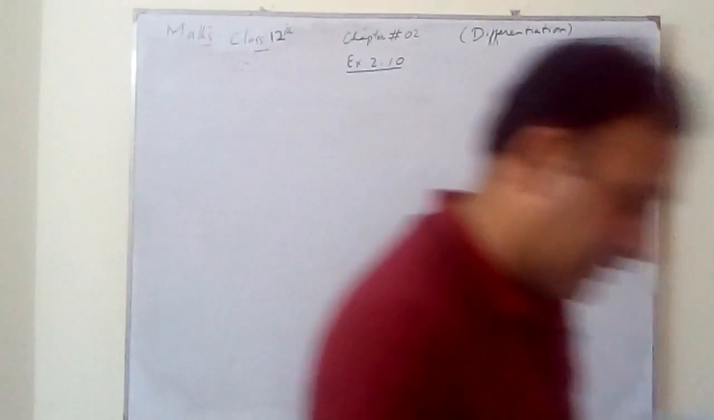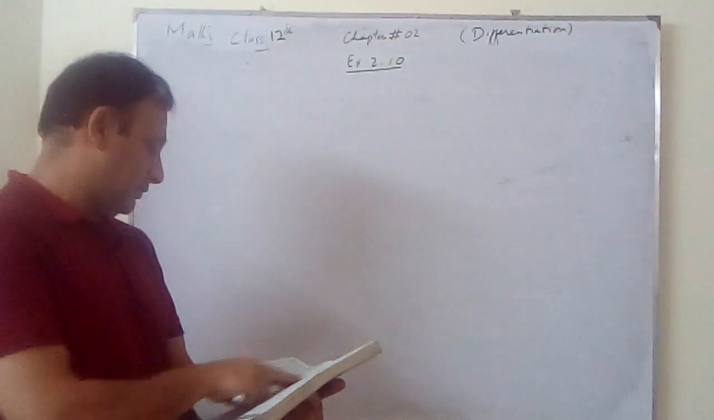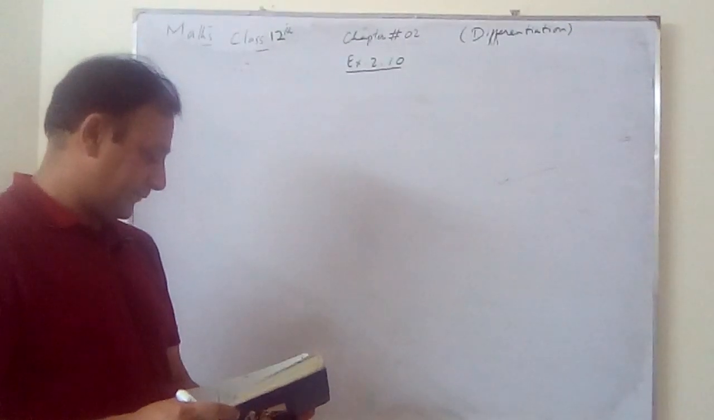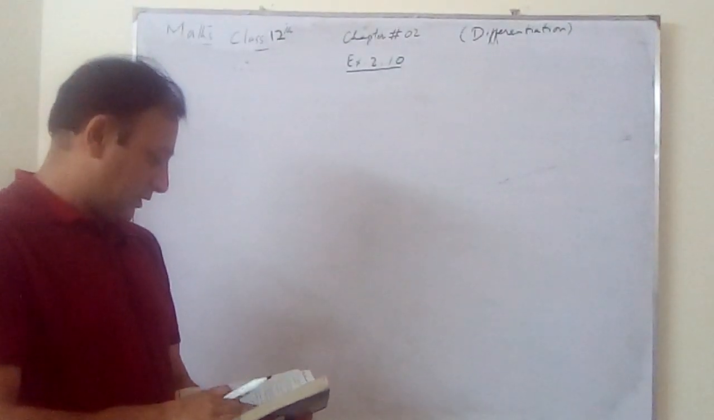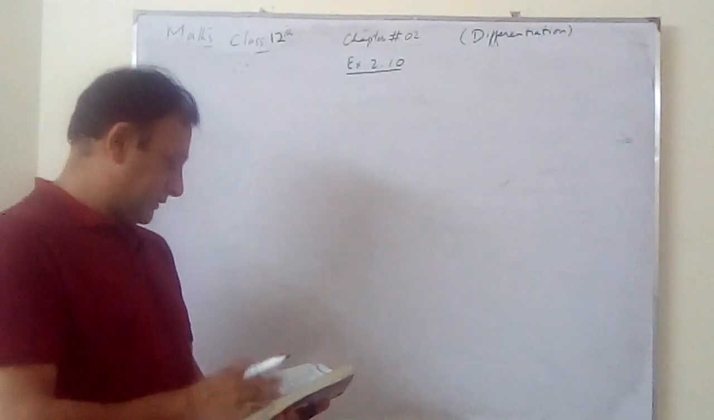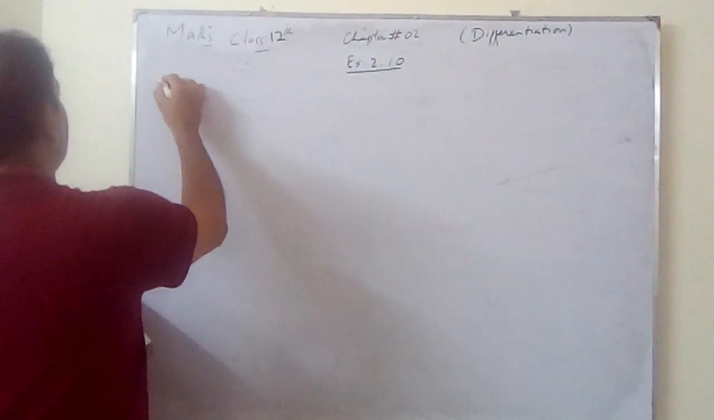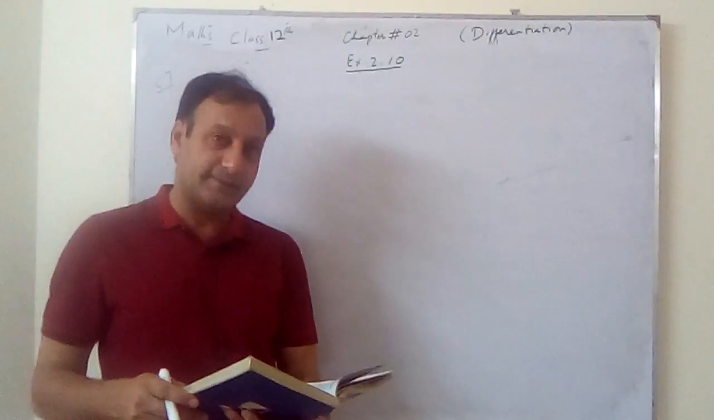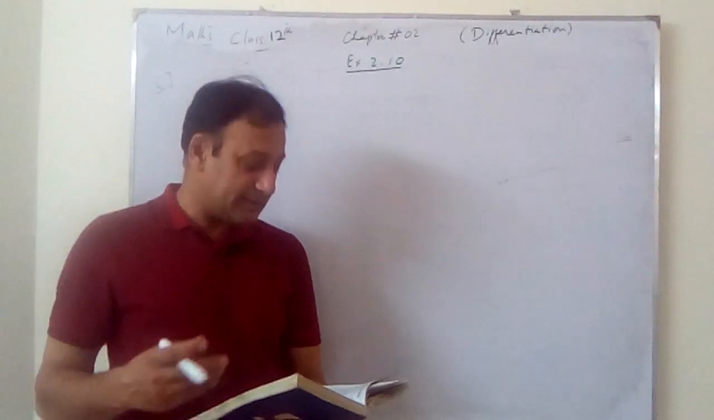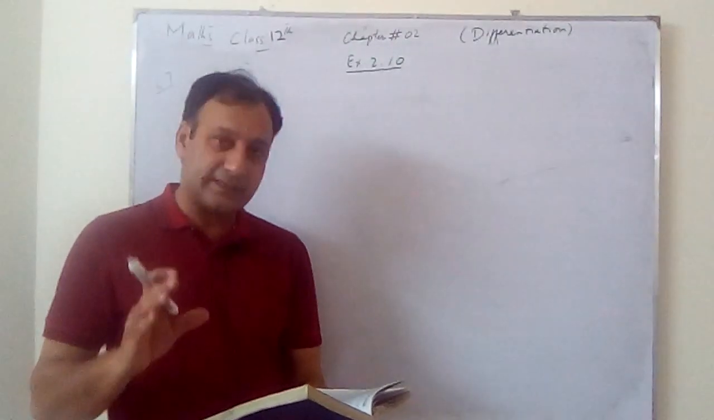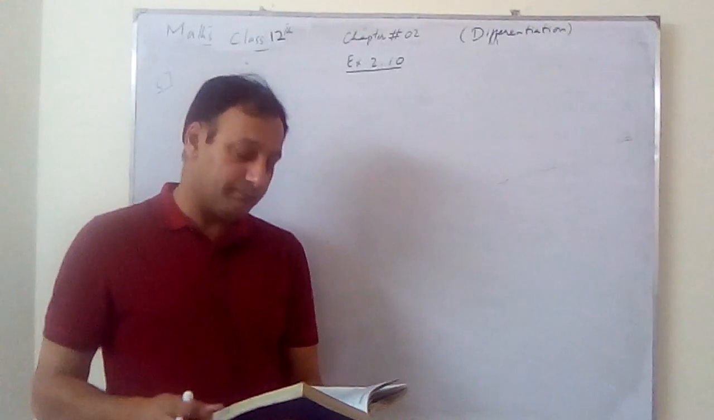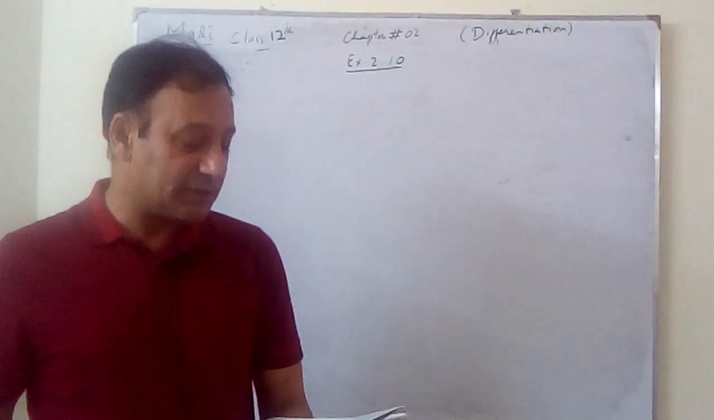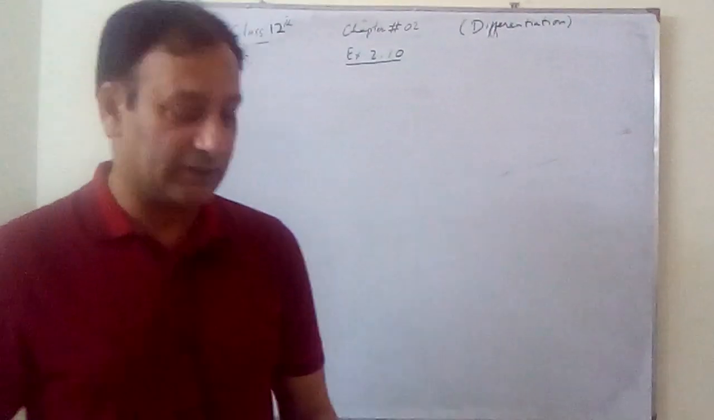Now I try to solve question number 7. In question number 7, he is saying a box with a square base. So the base is square. It means its length and width are the same. And the open top is to have a volume of 4 cubic decimeter. Find the dimensions of the box which will require the least material.